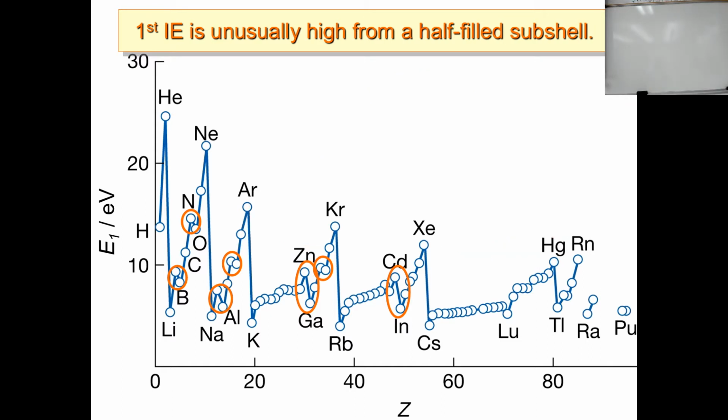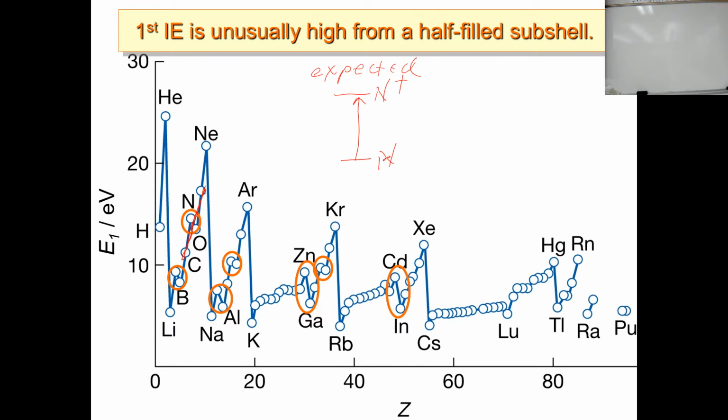Let's look at the next trend. The first ionization energy is unusually high from a half-filled subshell. So let's look at this one here. We're going from carbon, nitrogen, oxygen. What's the next one? Fluorine, okay, and neon. And so if we drew a line straight from carbon to fluorine, nitrogen's above that line. So we have N plus and N. This is what is expected.